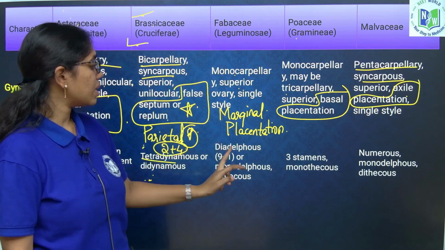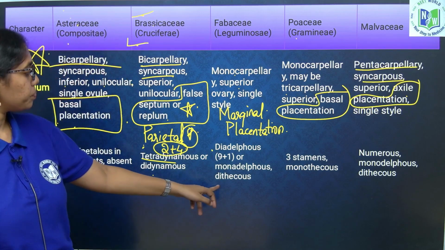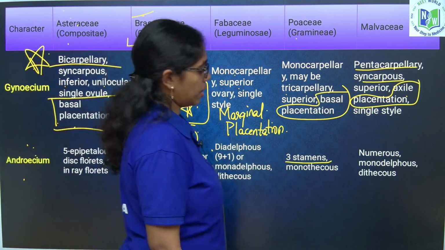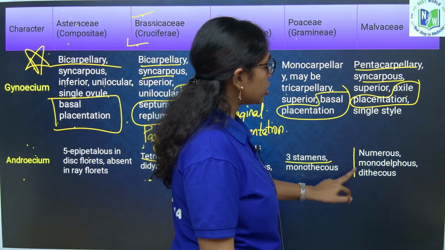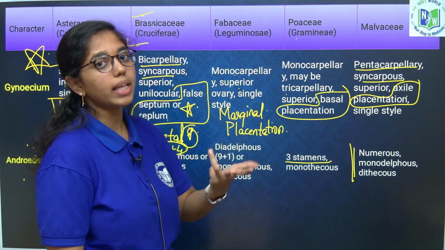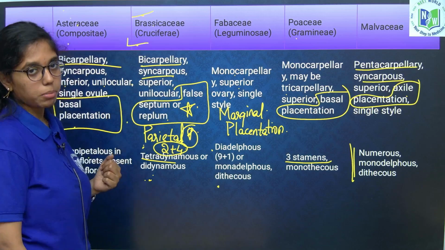Next, Fabaceae members have the diadelphous condition and dithecous anther. Poaceae members have either 3 stamens or 6 stamens. Next, Malvaceae has numerous stamens that are monodelphous, meaning only one bunch of androecium, though they are infinite, they are in one bunch only. Diadelphous is seen in Fabaceae members.